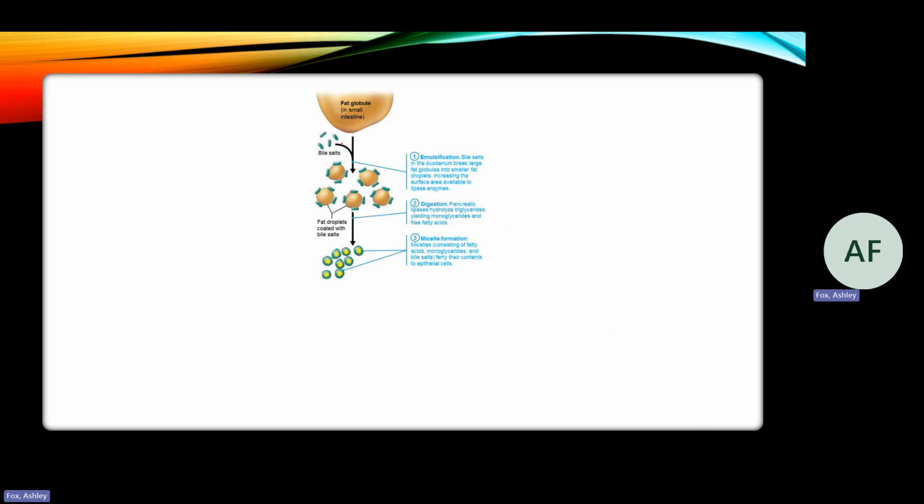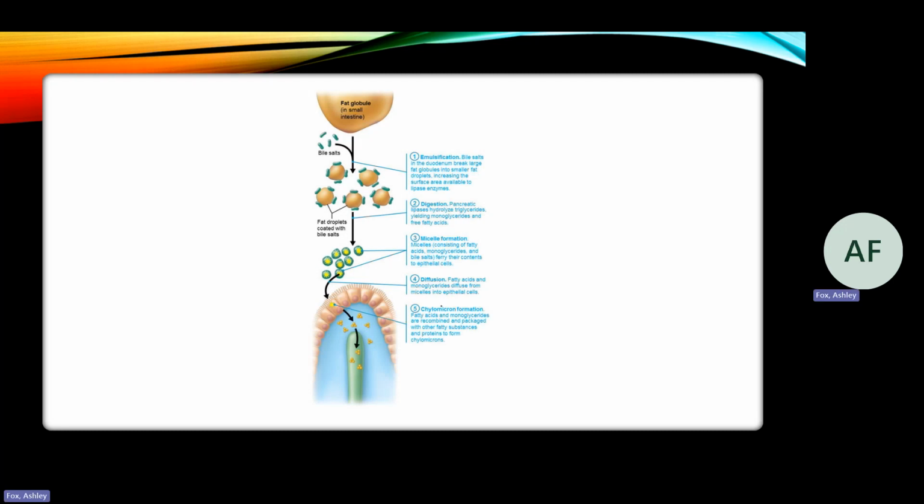So you've gone from large fat globule to smaller to even smaller. These are the fatty acids, monoglycerides, and bile salts mixed together in these little tiny droplets. Then they can go to the epithelial cells of the small intestine. So again, they don't need extra transportation help. They can just go into the cell from high concentration to low concentration.